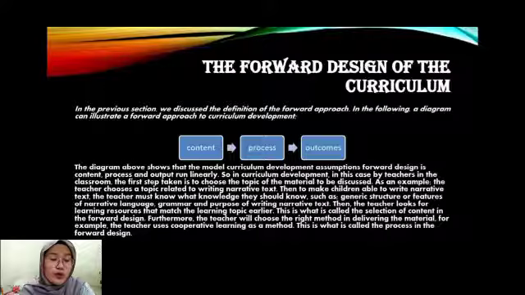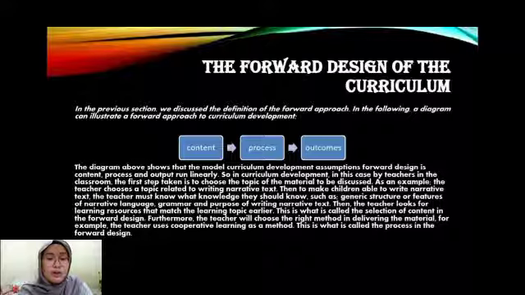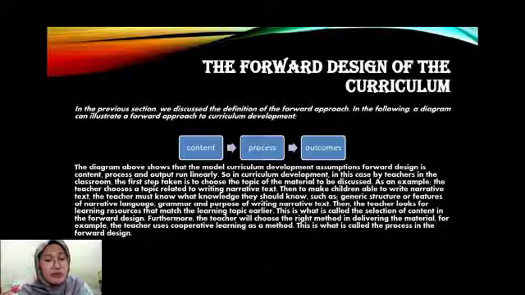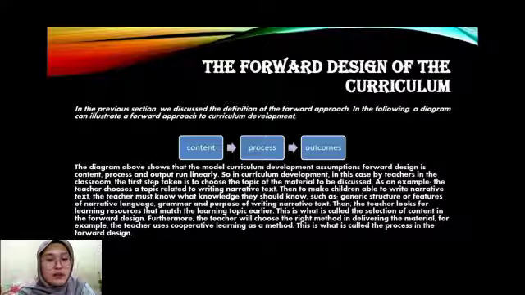Design of the curriculum. In the previous section, we discussed the definition of the forward approach. In the following, a diagram can illustrate the forward approach to curriculum development. The diagram above shows the material curriculum development assumptions. Forward design is content, process, and output run linearly.